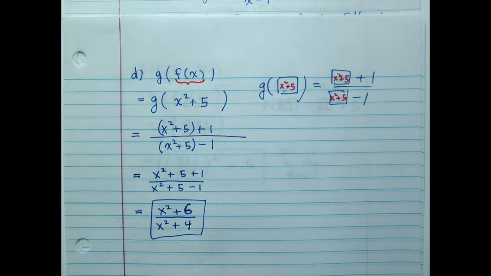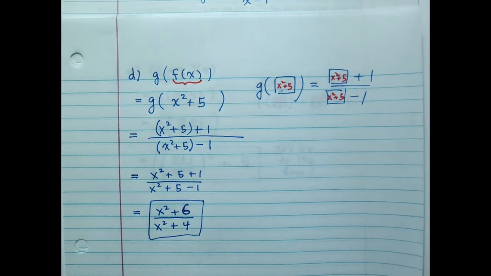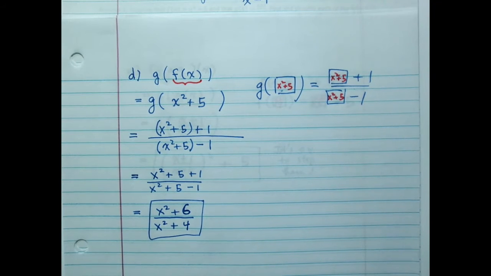Now, I think that this is also an example where when you simplify a little bit, you kind of lose sight of where the original functions are, right? Okay. Let's go on to E.